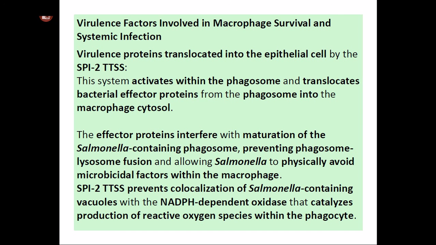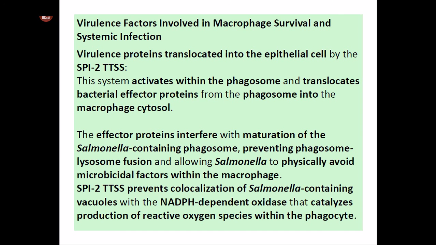Now we are going to see the virulence proteins translocated into epithelial cells by the SPI2. Most of the time we know that SPI2 produces some important factors which are required only for those strains causing enteric fever, like Salmonella Typhi or Paratyphi. So usually this system activates within the phagosome and translocates bacterial effector proteins from the phagosome into the macrophage cytosol, because that is the region where they require this kind of proteins.